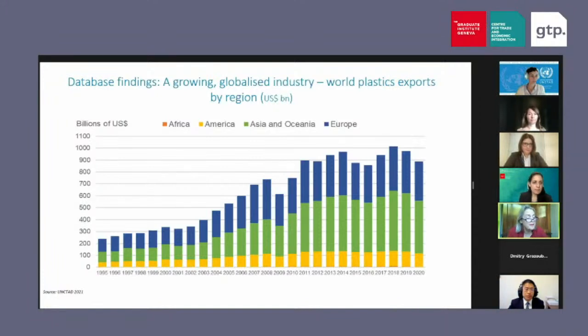So what we see in this time series is, as we said, a growing increase in trade in plastic, right up until 2018, when plastic trade was worth more than $1 trillion. And this was our first finding when we first started exploring this database, the $1 trillion worth of global trade in plastic, which is huge. It's 5% of global trade.